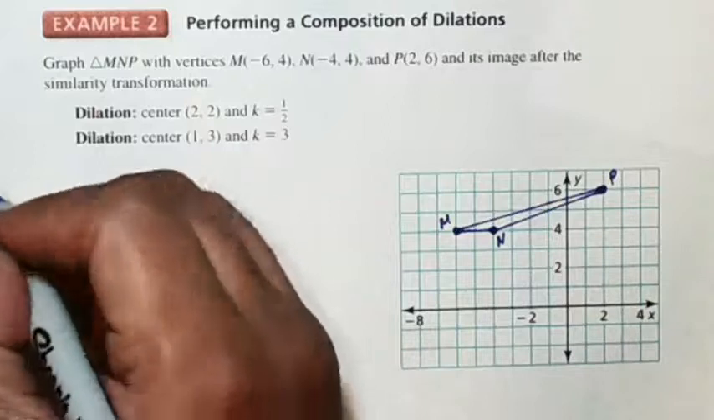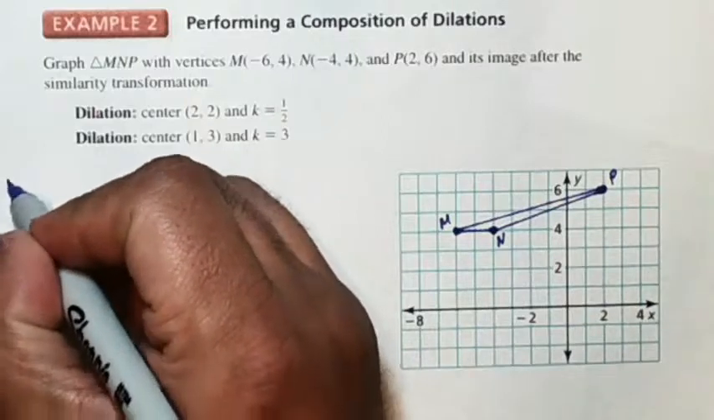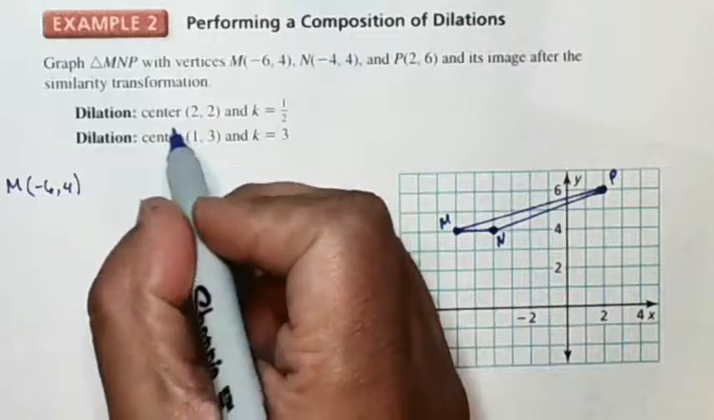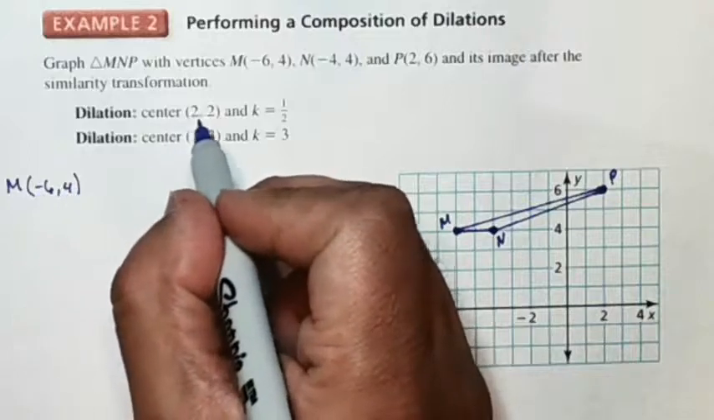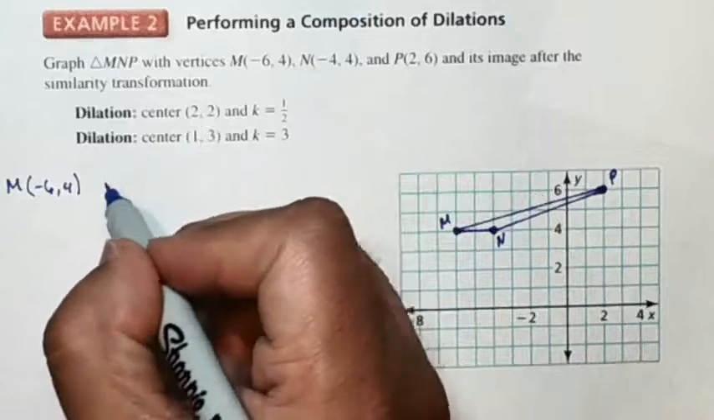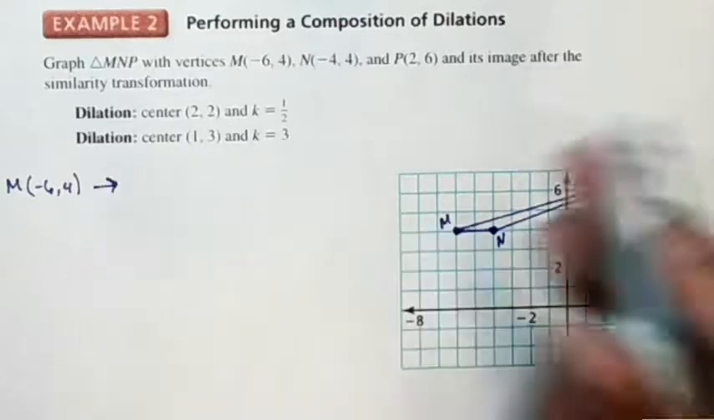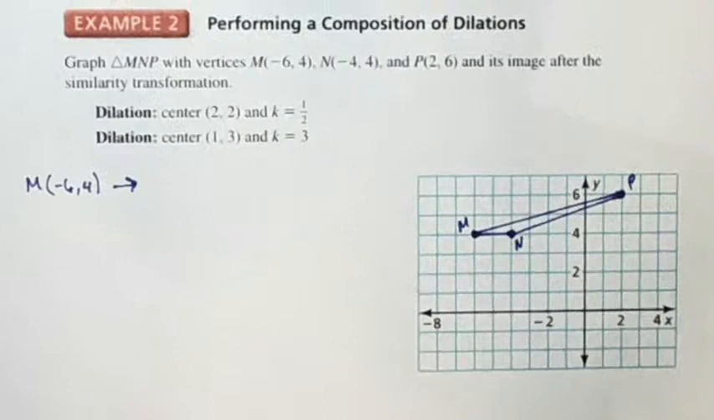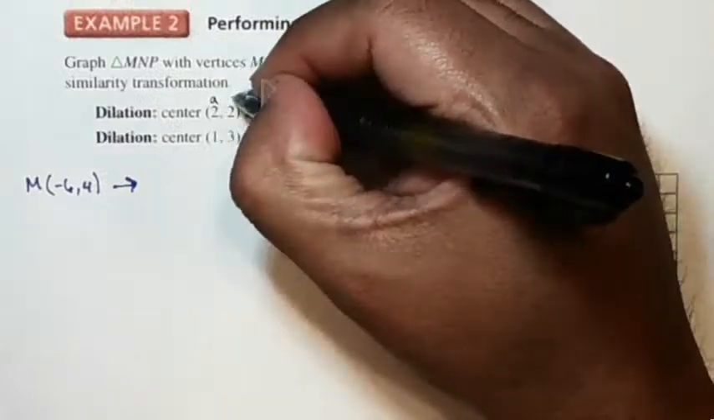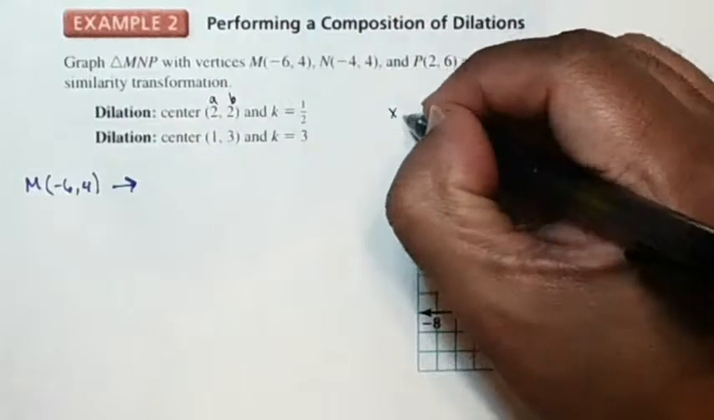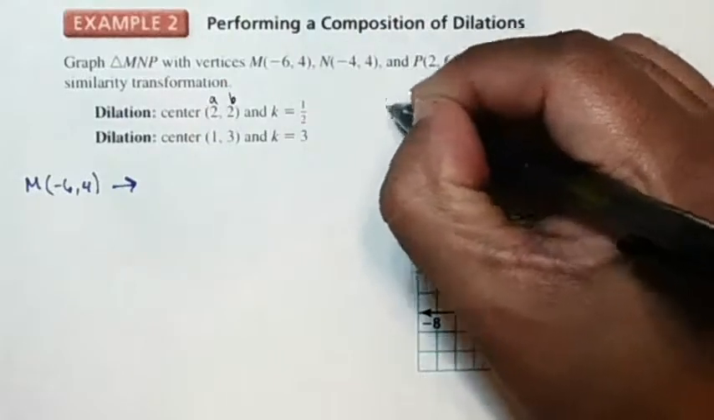Now I'm going to take the coordinate for M, which is at (-6, 4), and I'm going to use the center of dilation at (2, 2). My scale factor k is 1/2. Now that's going to map my coordinates. Before that, remember that this is going to be your a, this is your b, and then your k. As I'm mapping these points, I want to use this formula.